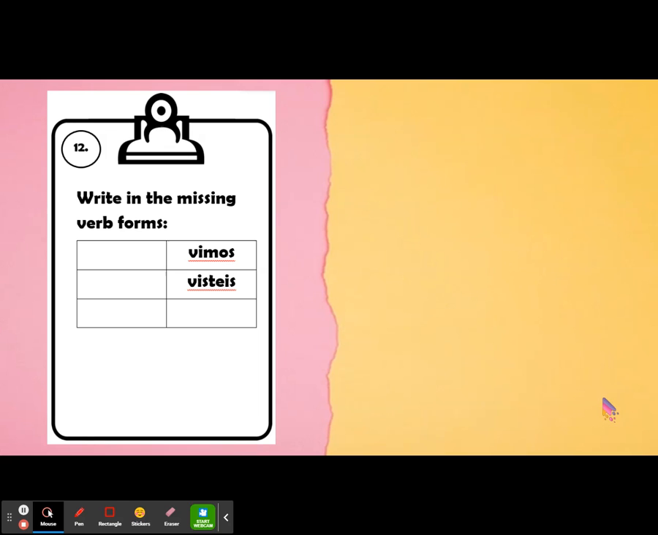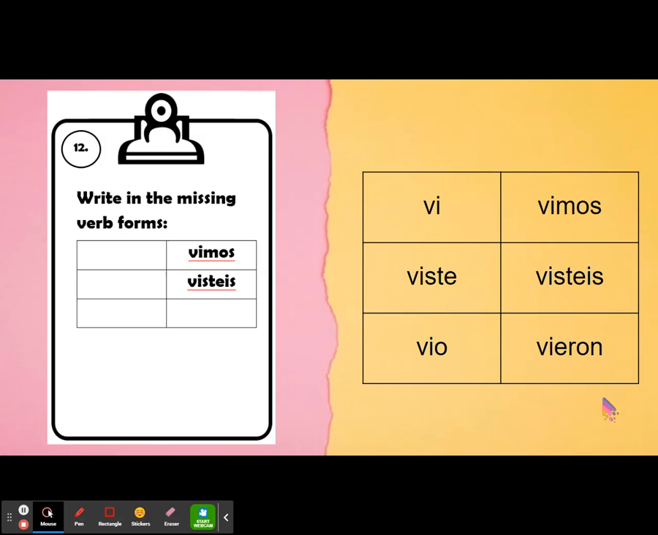Number 12. Write in the missing verb forms. And the missing verb forms are for the verb ver. And what form should you have chosen? Good. Vi, viste, vio, vimos, vistes, vieron. No accent marks. That's the one irregularity about ver, is that there's no accent marks.